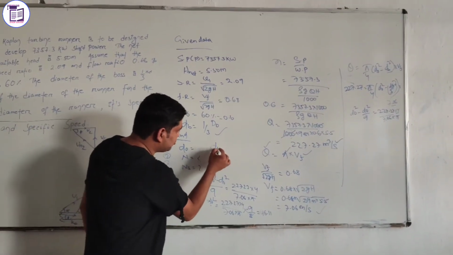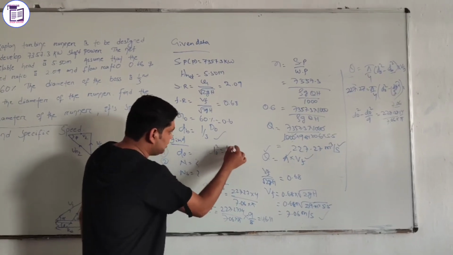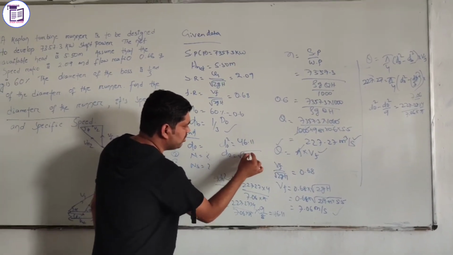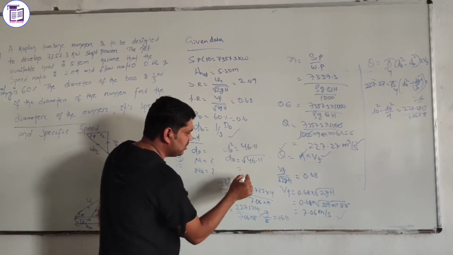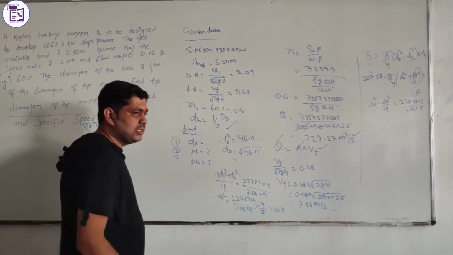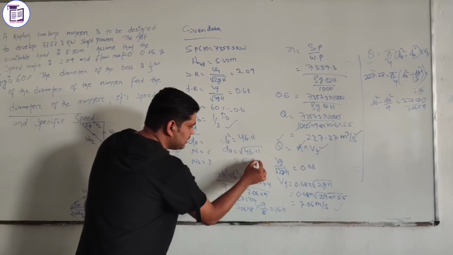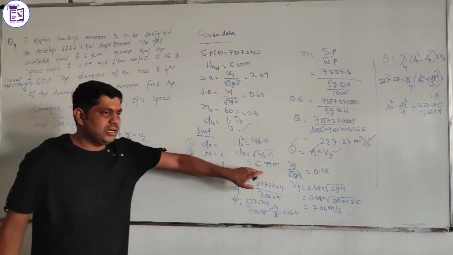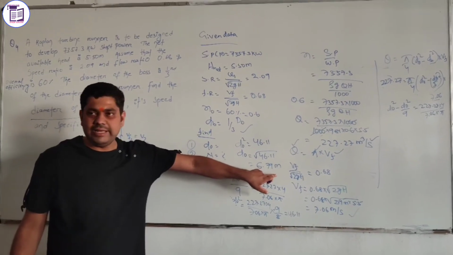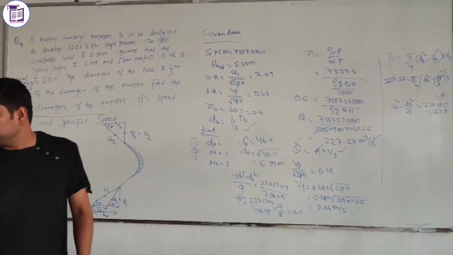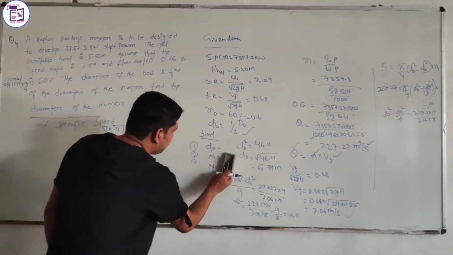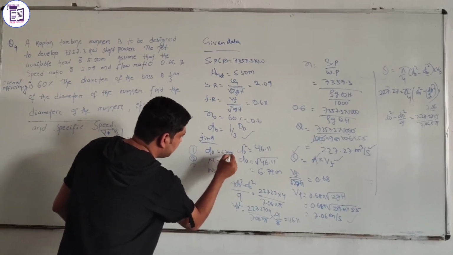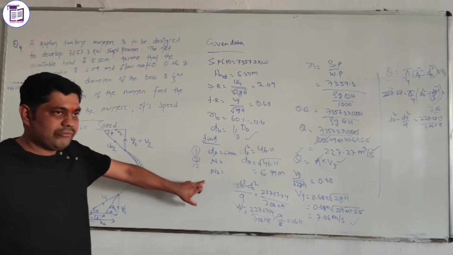So you can write Do square is equal to 46.11, or you can write Do is equal to root over 46.11. That is your value, 6.79 meter. Now the outer diameter is 6.79 meter. Clear? All of it. Now you find n, then after find ns.